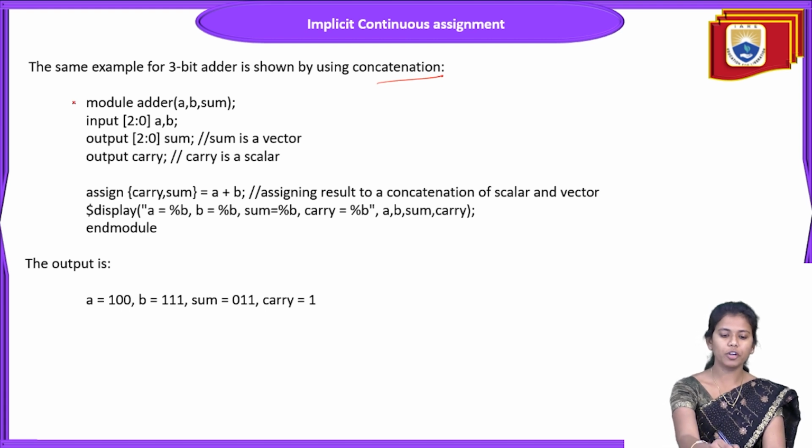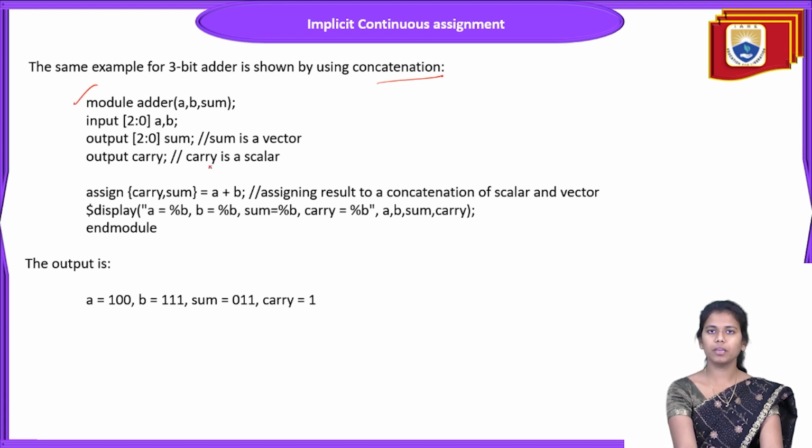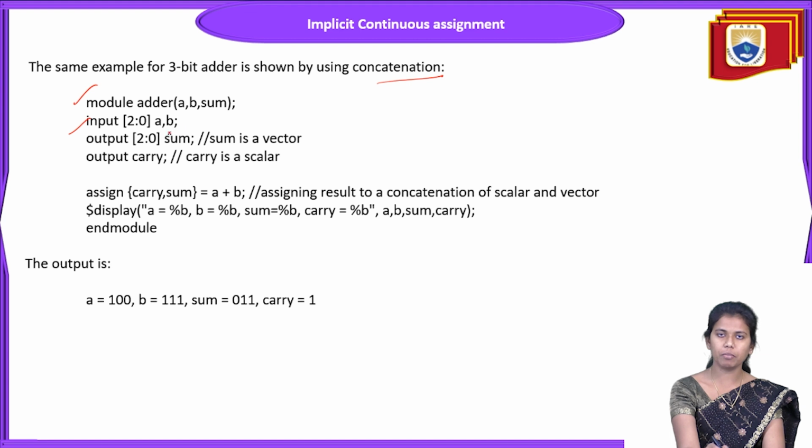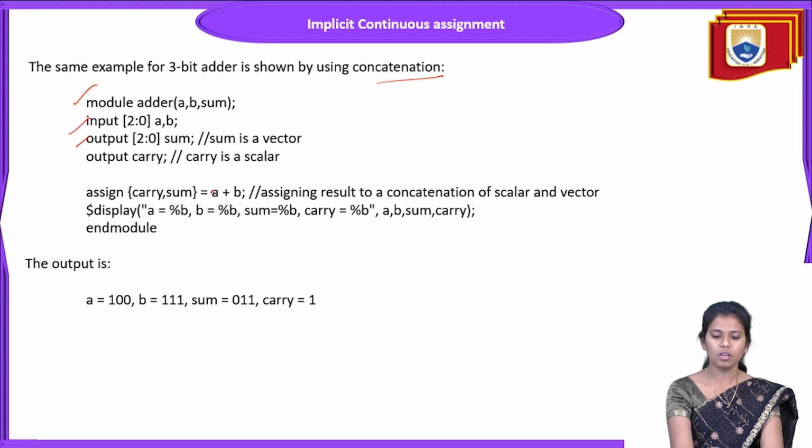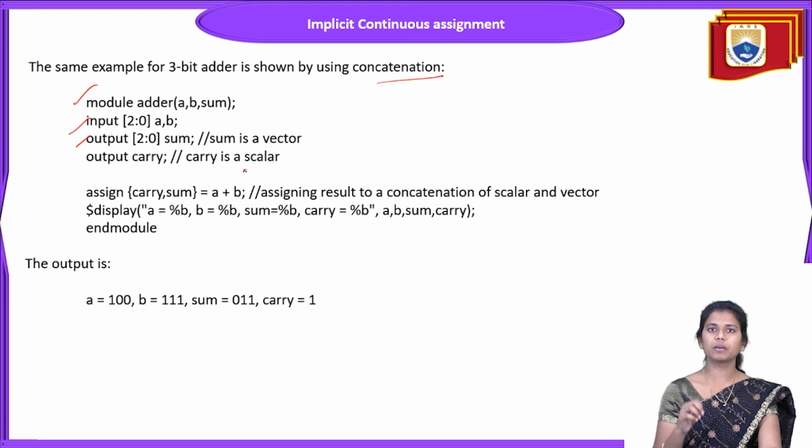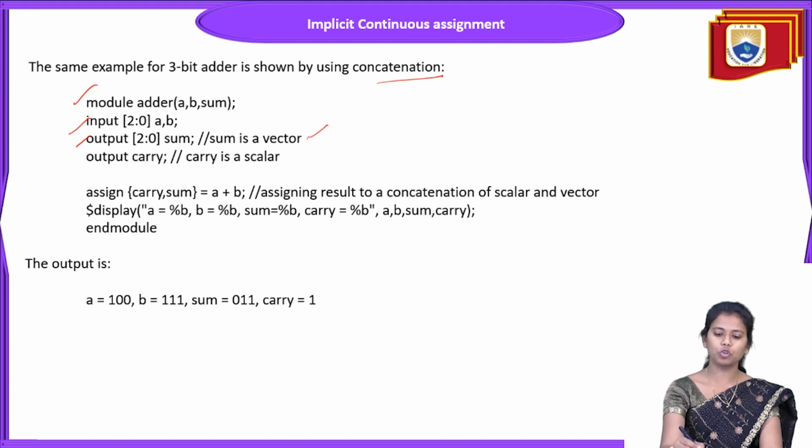So what is this? Module sum adder with ports A, B and sum. These are the port list, consisting of input ports and output ports. My inputs are [2:0] A, B and my output is [2:0] sum. Sum is a vector, and the output carry is a scalar quantity. I'm summing up the bits, 2 or more than 2 bits, so it's a vector. The carry that will come, I can get only one carry. It could be either 0 or 1, so that is a scalar.